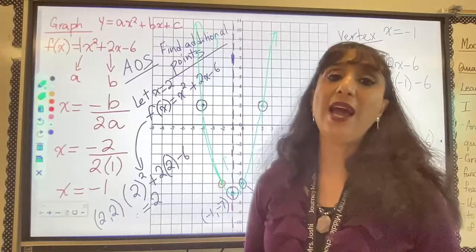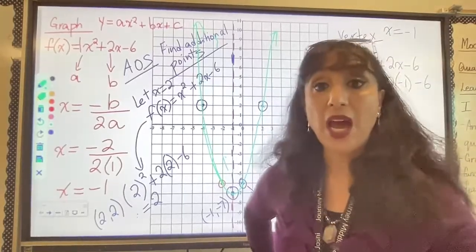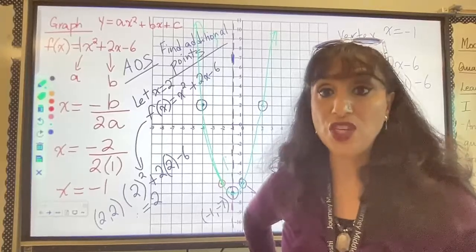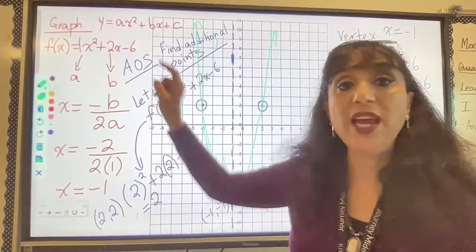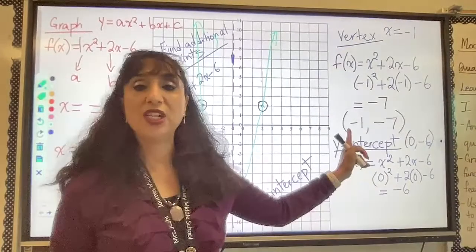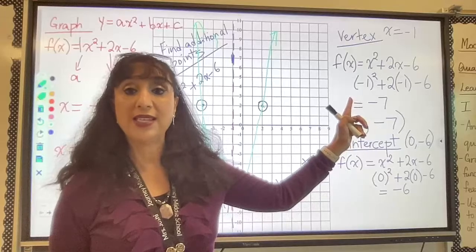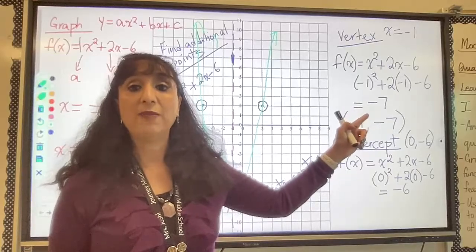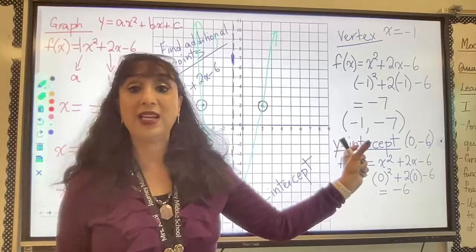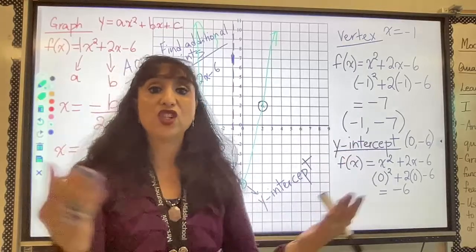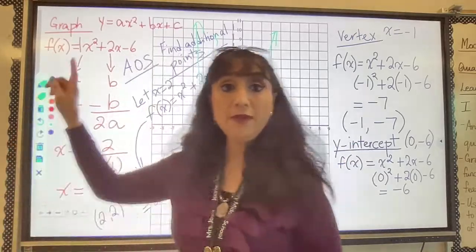Then, once I have found the axis of symmetry, x, I need to find the vertex, which is the ordered pair (x, y). So I'm going to take the original equation and substitute the value of x in there, which was -1 in this case, and then I find that my y is -7. So my vertex is going to be at (-1, -7), which is going to be the minimum of the graph because it's a positive a in the front.